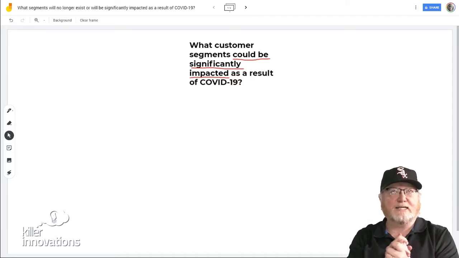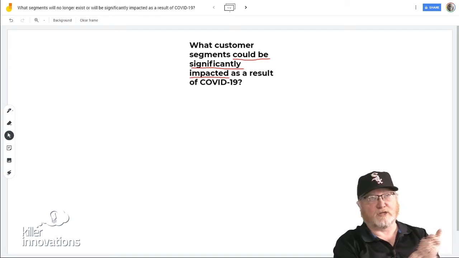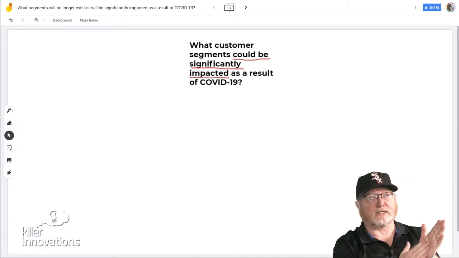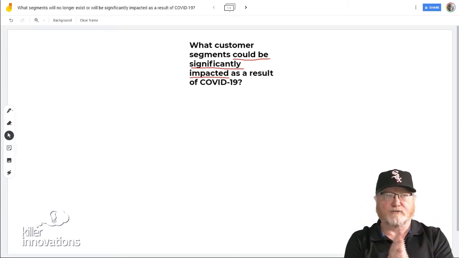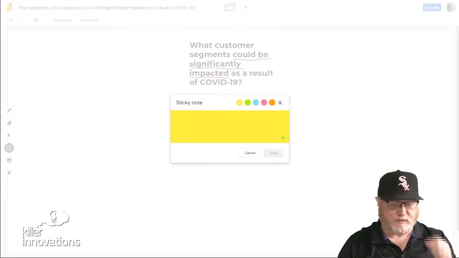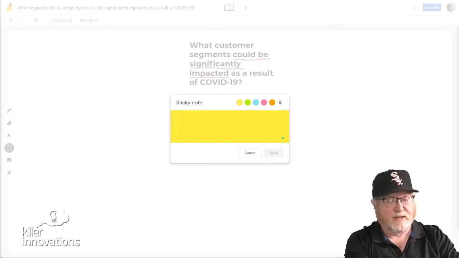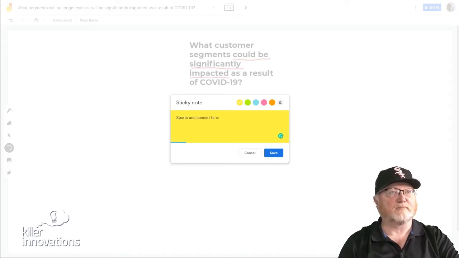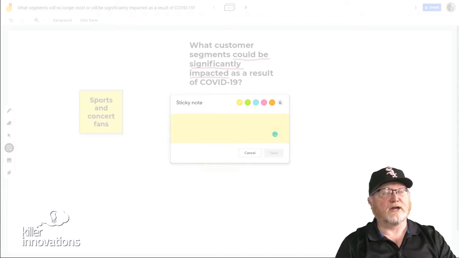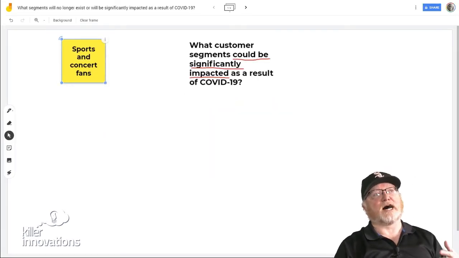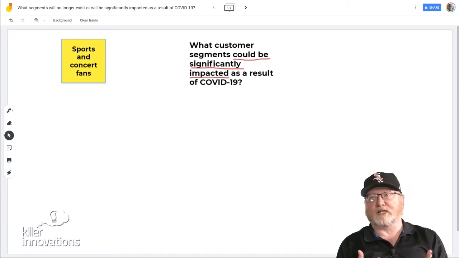So let's talk about ideas for the question that we want to deal with. What customer segments could be significantly impacted as a result of COVID-19? So what are some of those ideas? Well, one idea that I was thinking about is what I'm calling sports and concert fans, right? These are the people who have a real desire to go do these kinds of social activities.